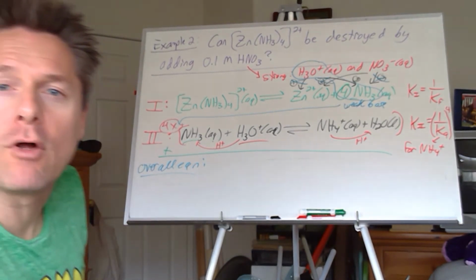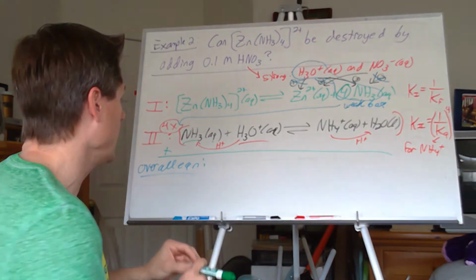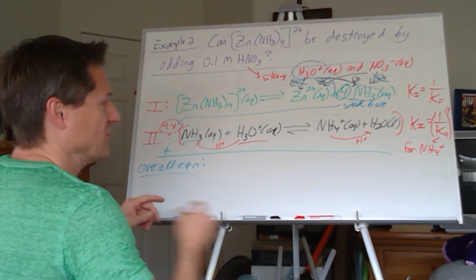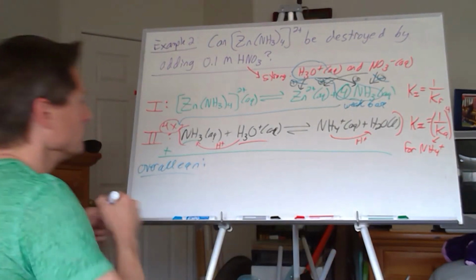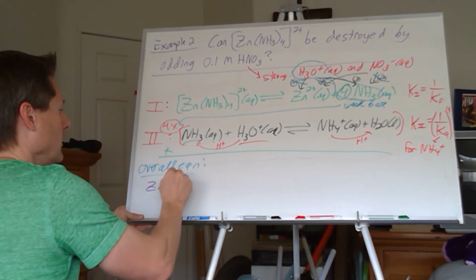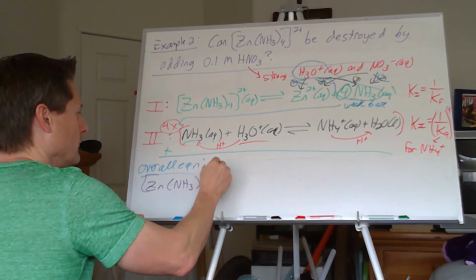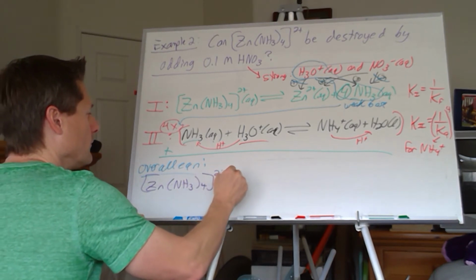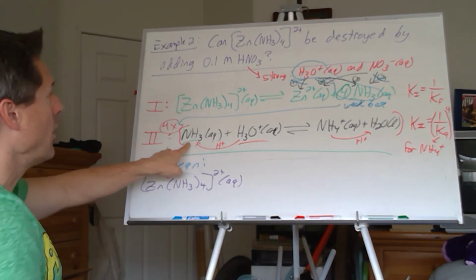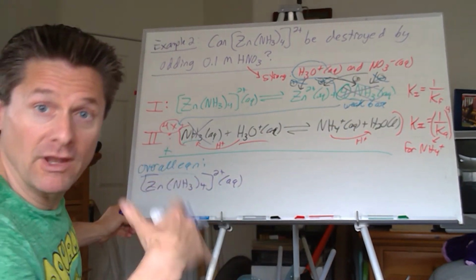And then once we have the overall equation, we'll calculate the overall K value and see if it's bigger than 1 or smaller than 1. All right, what's my overall equation here? Let's use this purple here. So I've got the original complex ion. The ammonias go bye-bye, right? Because I'm going to have 4 on the left, 4 on the right.